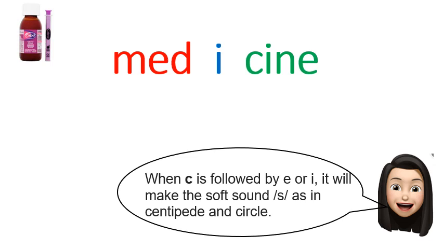The last part of the word, sin, is tricky because it's sort of spelt like sign with a split digraph. And we're also using another spelling rule that we've learnt before in years 3 and 4. When C is followed by E or I, it will make the soft sound S, as in centipede or circle. So because we've got C followed by I, that's what's making the S sound rather than an S. So there's a couple of tricky things to learn, and that's why this word is on our list.